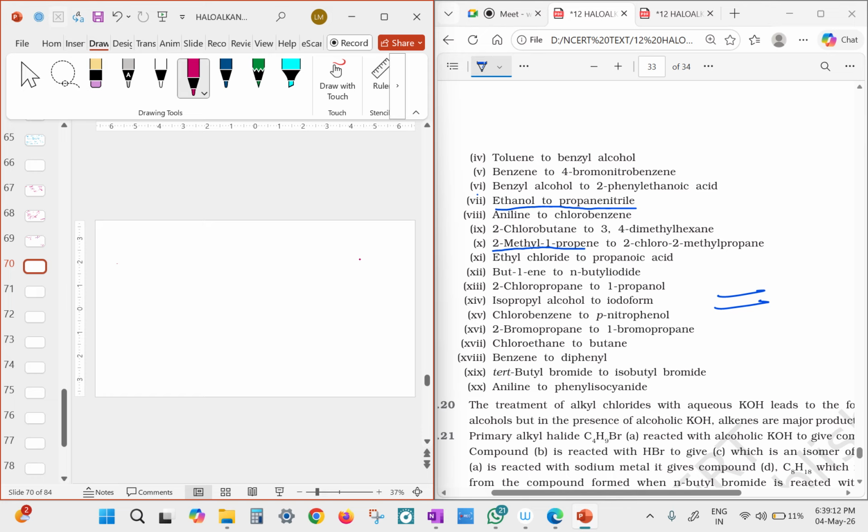Similarly, for those who are targeting JEE Mains, NCERT is the key, 11th and 12th NCERT. Conceptual thoroughness you need. Conceptually understand and work on it, and do the previous years' papers.